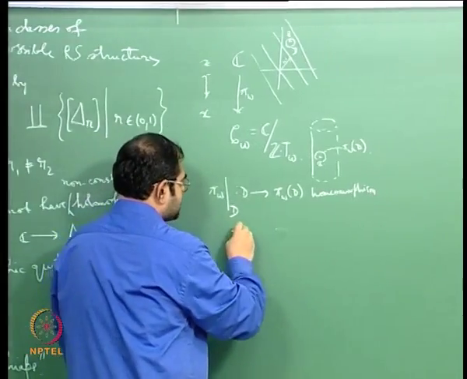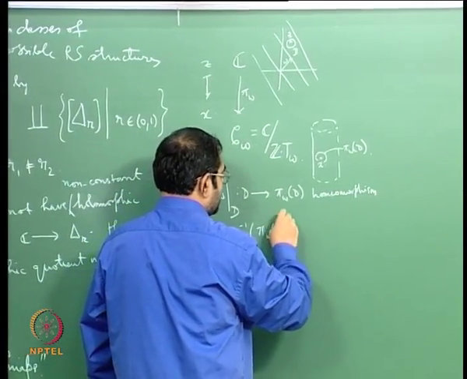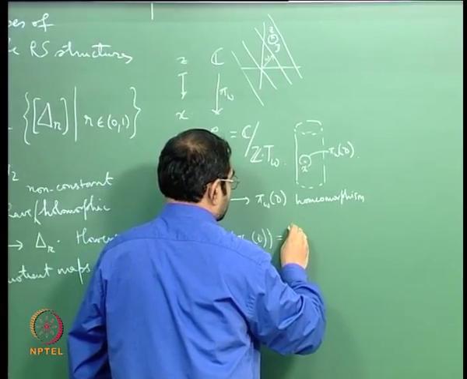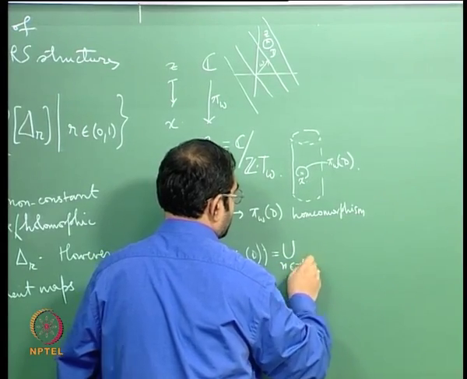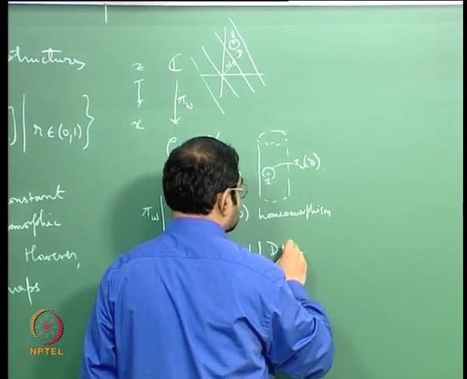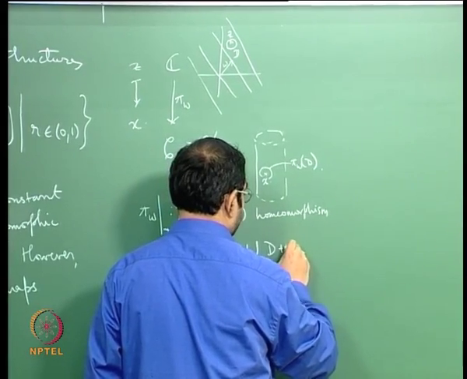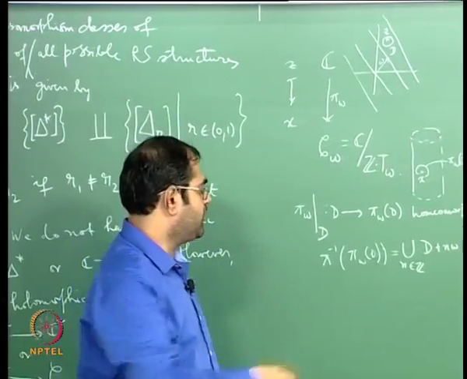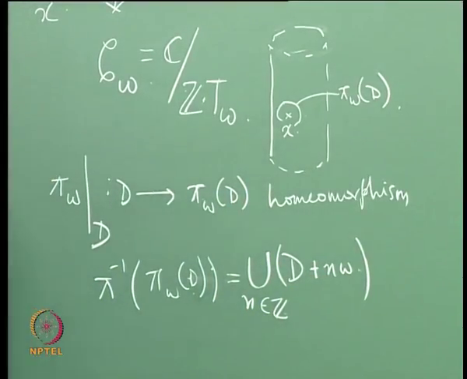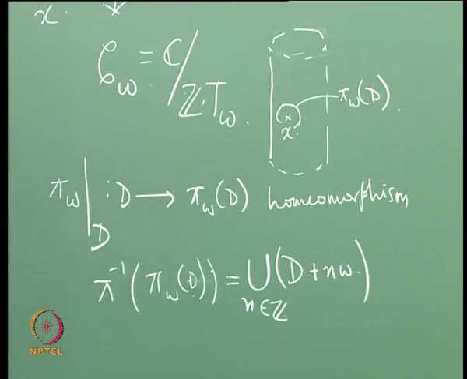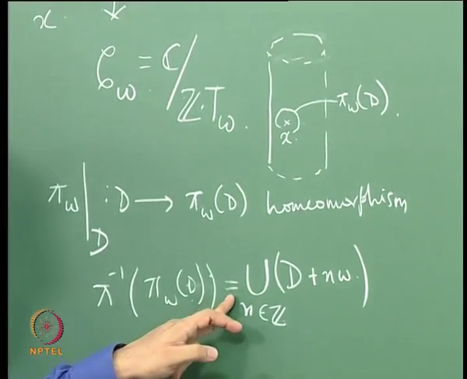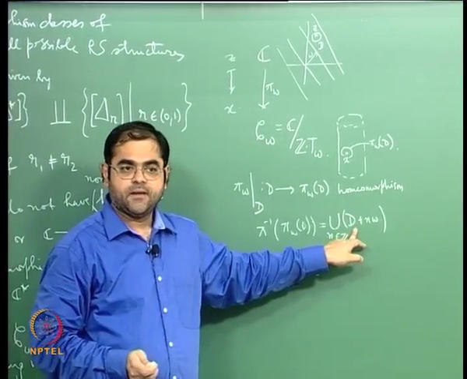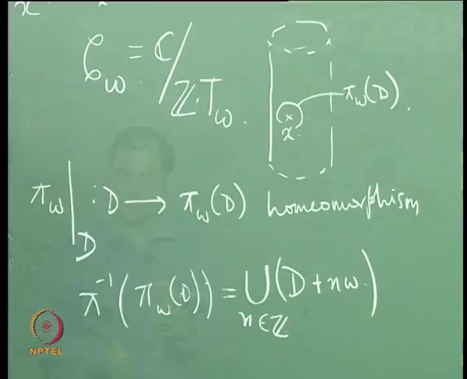So pi inverse of pi omega of d is just a union, let me say union over n belonging to z, of d plus n omega, okay. So where of course by d plus n omega I mean the set of all complex numbers of the form z plus n omega where z belongs to d, okay, and mind you this union, because I chose d to be sufficiently small, this union is a disjoint union.